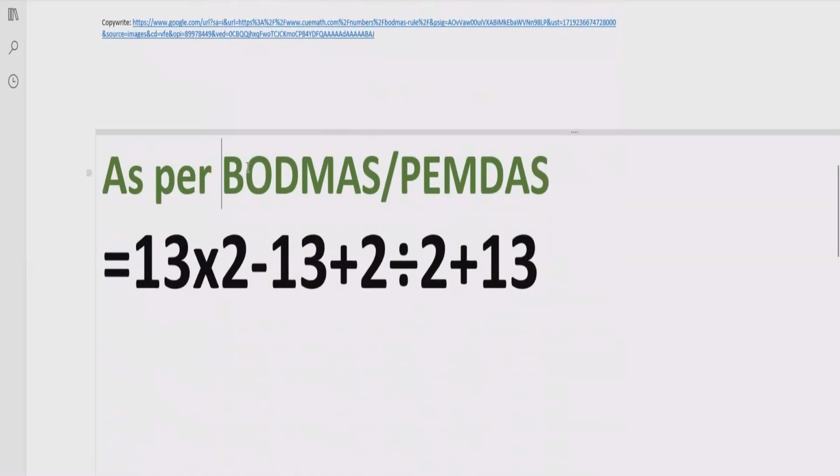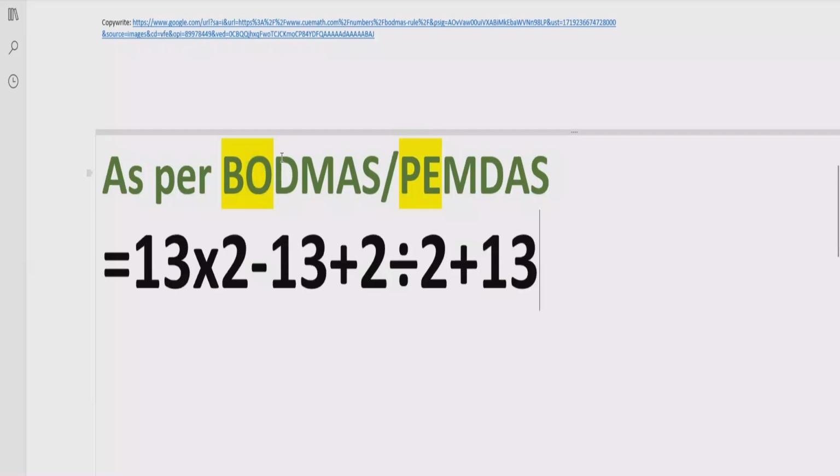So according to the rule, first we have to solve the bracket. We do not have any bracket right now, so we will skip this step. Step number 2 is basically you have to solve the order or exponent part. But in our expression, we do not have any exponent part. So we will skip this step as well.